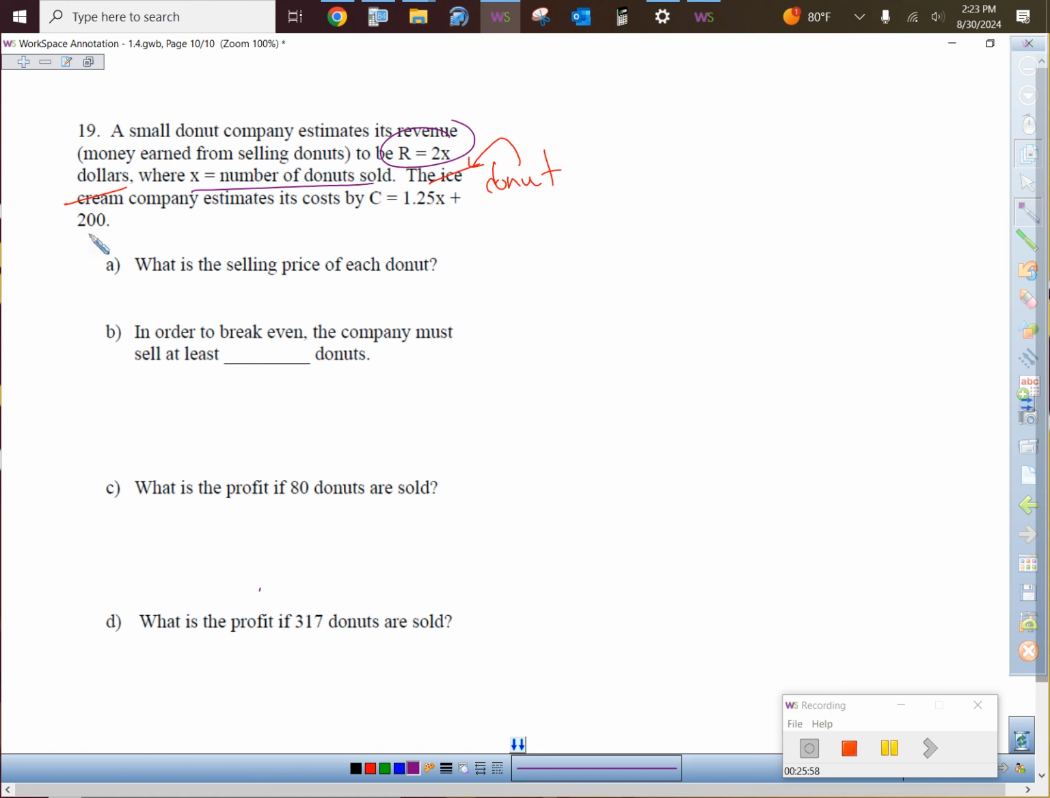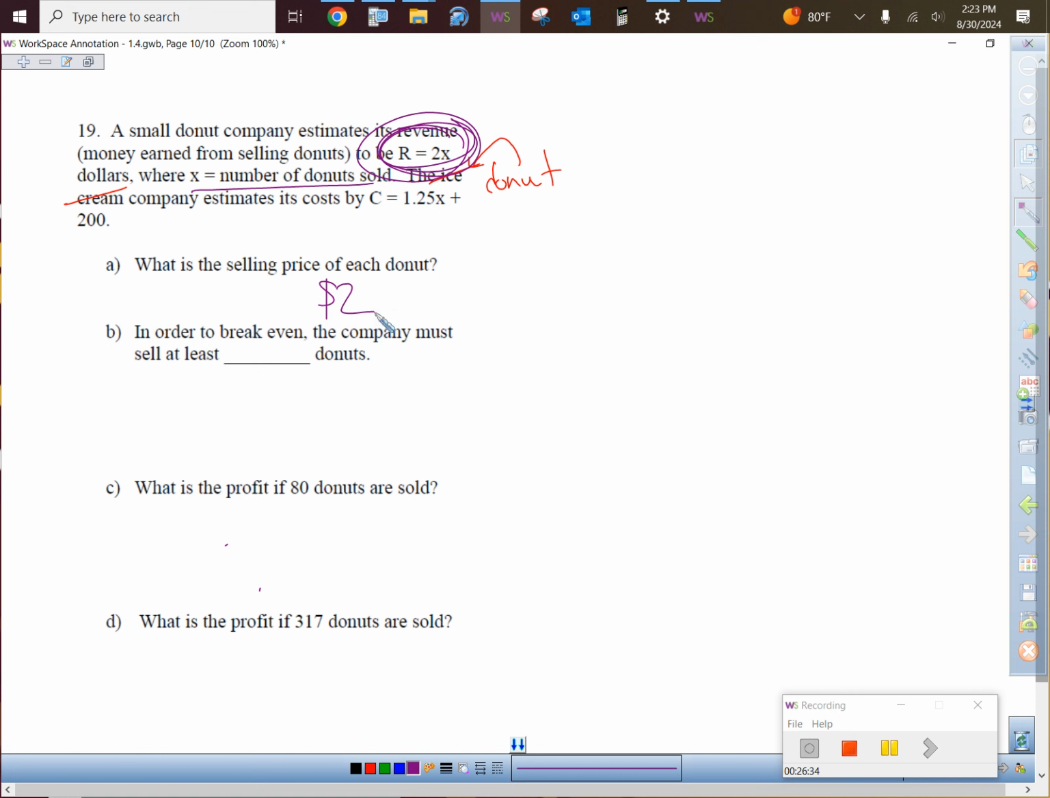The donut company estimates it costs 1.25x plus 200. What is the selling price of each donut? Selling, is that about revenue or is that about cost? I'm going to sell it to you. Is that money coming in for me or money going out for me? I'm the guy, right, with the donuts. If I sell it to you, is that money coming in? Yeah, revenue. Revenue is what that is. How much am I selling it for? X is number of donuts. How much am I selling each one for? $2. Are you okay with that? You look to the revenue equation and go, oh, you're selling them for $2 a donut.